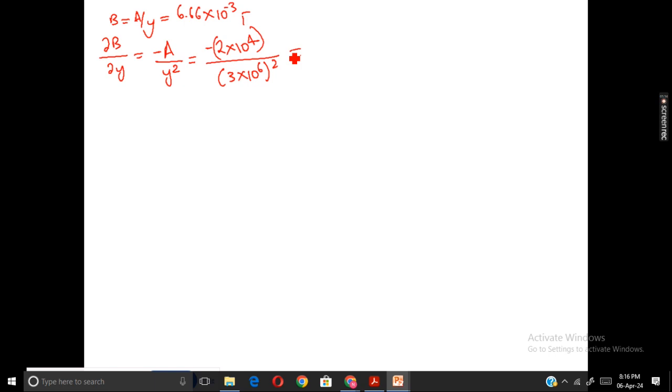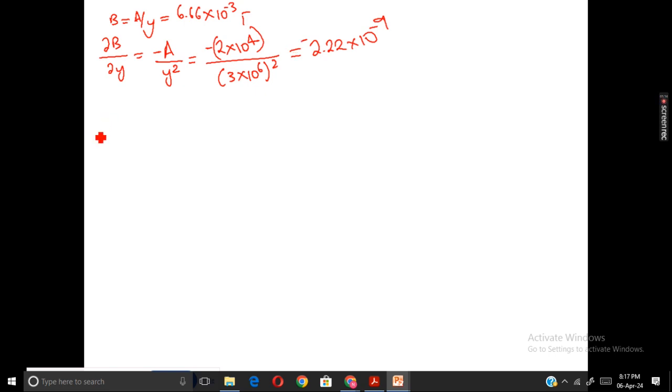Can you tell me how much you got? It is coming out to be 10 raised to minus 2 into 10 raised to minus 9. It was also negative. I hope I'm not making a mistake.